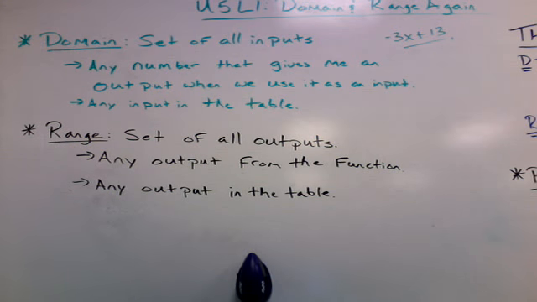So 6, 7, 1, 5, 4, 12, 18, and 2. Since 5's in there twice, I don't have to write it down twice. You have to write them down? Yep. You can't just put all x's? No, because that's not your domain. All x's means any possible thing I can put in for x. Your domain is 6, 7, 1, 5, 4, 12, 18, and 2.